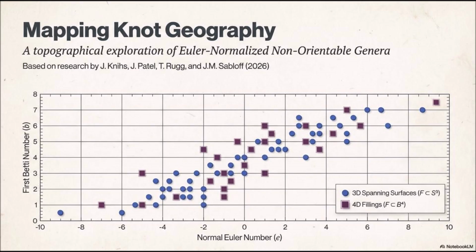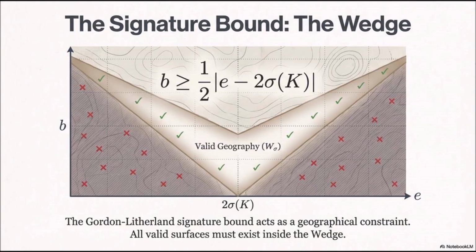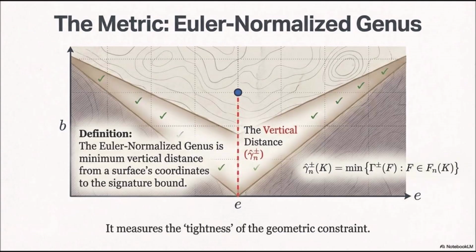Subsection 3.4, further bounds. Theorem 3.7, Heegaard-Floer. Let upsilon denote the Heegaard-Floer invariant. For any filling F, b1 of F is at least the absolute value of the fraction 2 upsilon of K minus e of F over 2. This is a second independent V-shaped wedge. It's centered not on the signature, sigma, but on this other invariant, 2 upsilon. Corollary 3.8. The absolute value of the fraction upsilon of K minus sigma of K over 2 is less than or equal to gamma 4 of K.